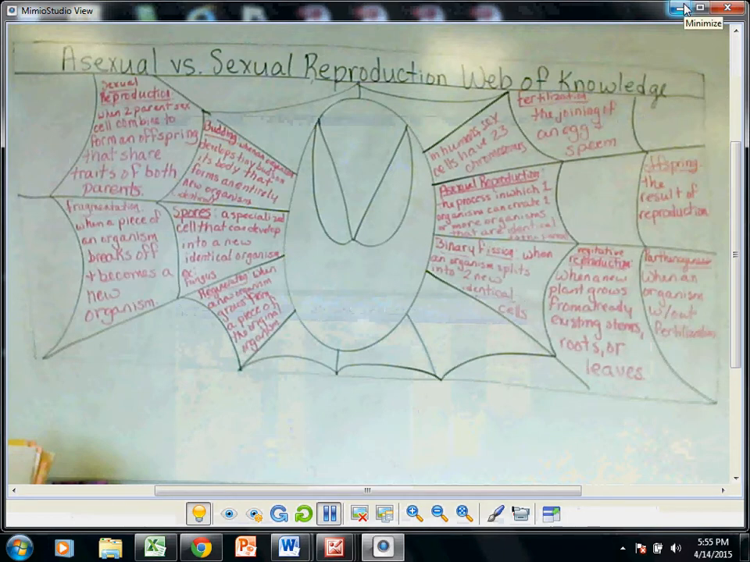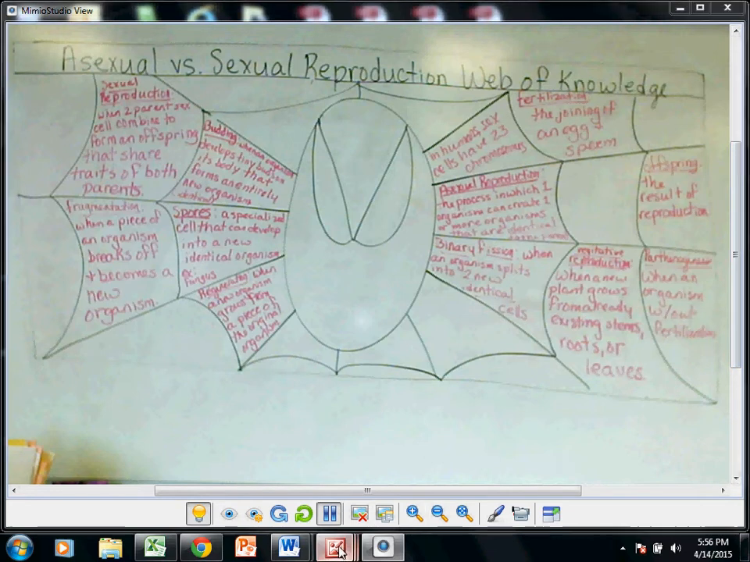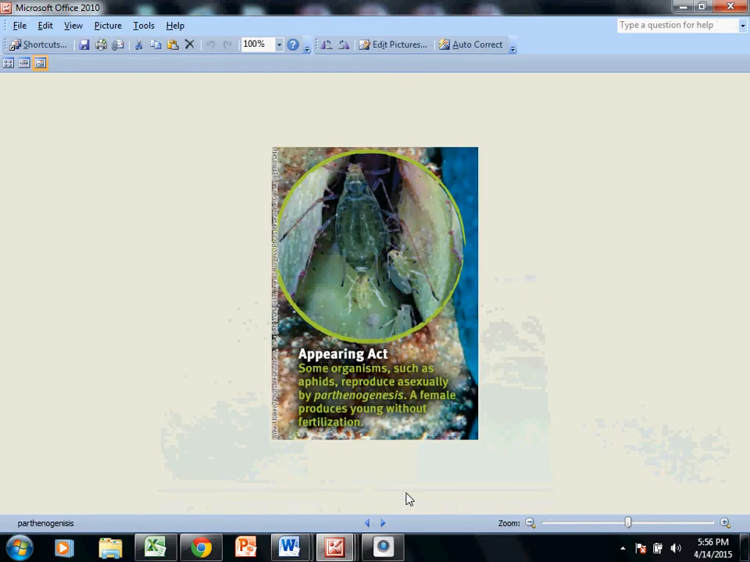The other one we talked about in class was parthenogenesis, and that is when an organism reproduces without fertilization. The example that they gave us in the book were aphids. So it's showing you this aphid and the babies around it, but the odd thing about this is that there is no fertilization that happens. There's no sperm involved.